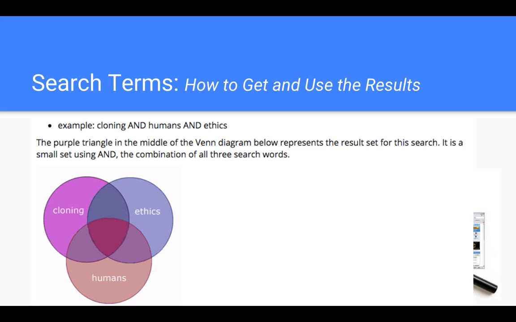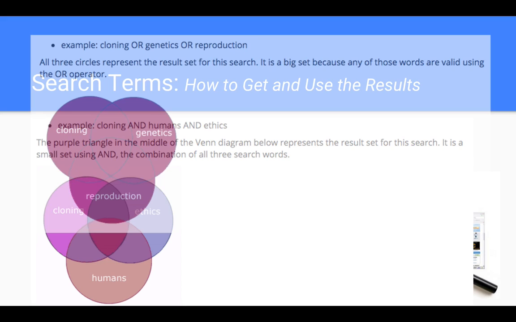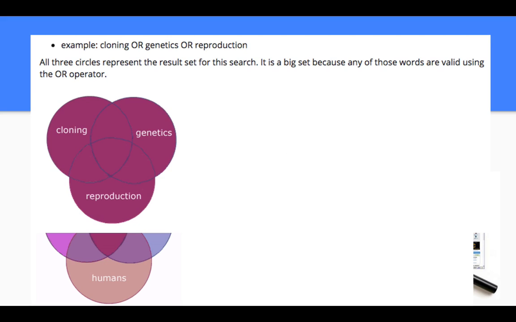Now the opposite is if I were to use OR. If I type in capital O-R, what this does is broaden it out. So instead of eliminating the ones that are by themselves, it includes them. So this gives me a lot more information to pull from, and also a lot more information to have to eliminate.